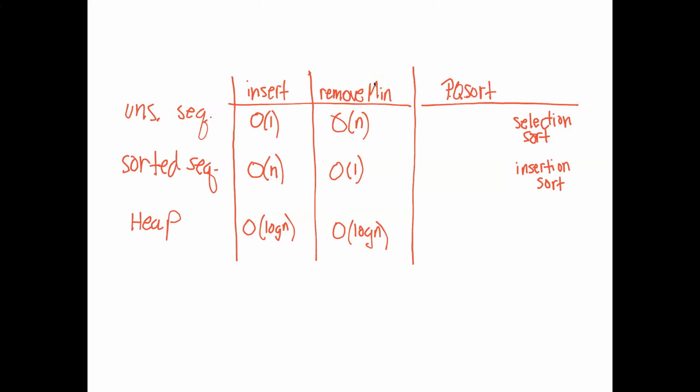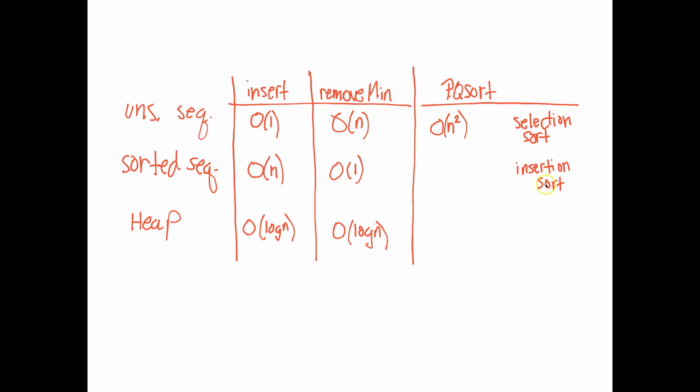So if we use an unsorted sequence to implement this, this is called selection sort, and the reason for that is the bottleneck of this algorithm, which runs in n squared time, is coming from calling remove min n times, repeatedly selecting the minimum. If we use a sorted sequence to implement a priority queue, this is called insertion sort, still runs in n squared time, called insertion sort because the bottleneck here is in calling the function insert.